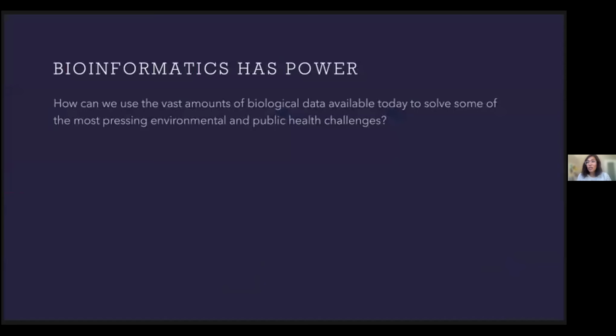So I want to first begin by saying that bioinformatics has power. It's a statement that I'm sure you know already, but I want to highlight how it serves as this bridge between data and actionable insights across different biological systems, marine ecosystems, and even human health. So it's a fascinating toolkit that we now have at our disposal.